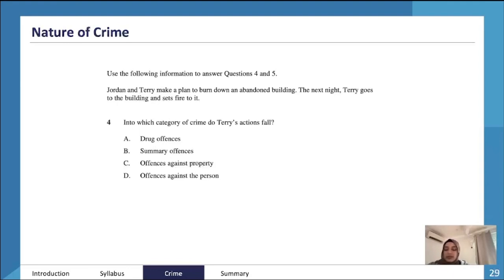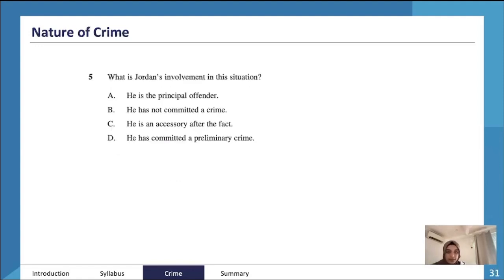So again, with this one, I don't think the answer would have been that difficult. It should just be property, right? They're going to an abandoned building, they're setting it on fire. That is very clearly offences against property.